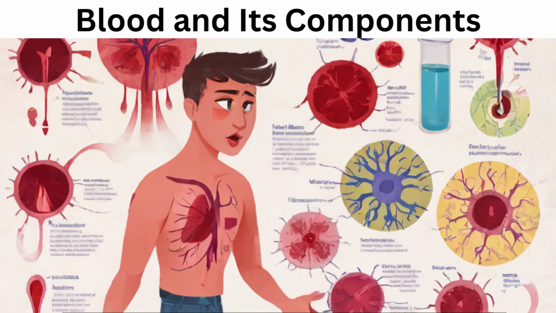Blood is a remarkable and complex bodily fluid that plays a vital role in maintaining life. It circulates throughout our bodies, supplying oxygen and nutrients to cells while removing waste products. Blood consists of several key components, each with a specific function.